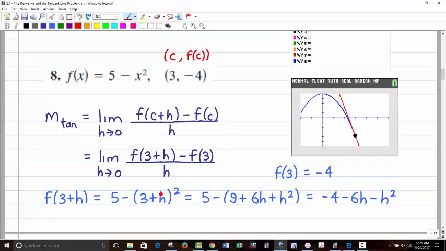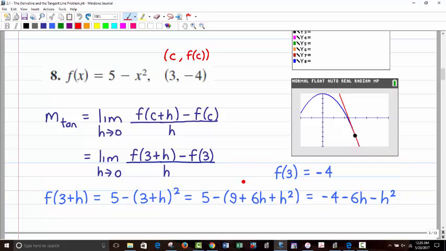So that being said, remember when you're evaluating f of something, you're just taking whatever that something is and replacing it everywhere you see an x. In this case, we only have one x. So I'm taking the 3 plus h, putting it in there for that x, and I'm coming right down here like so, and there it is. So that was where x was. So 5 minus the quantity 3 plus h squared.